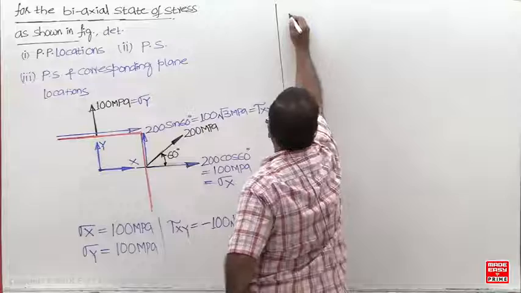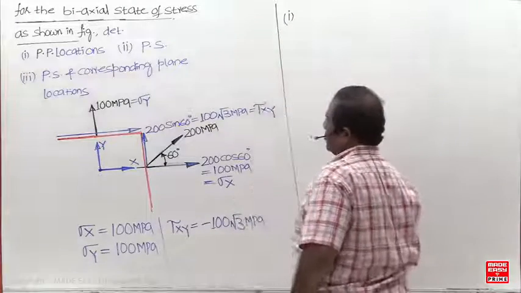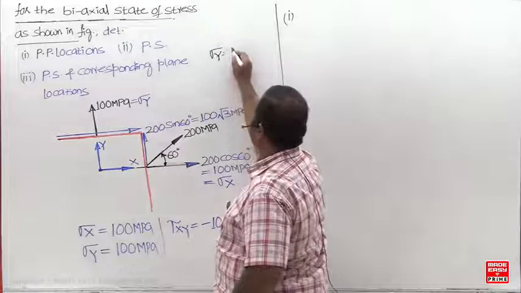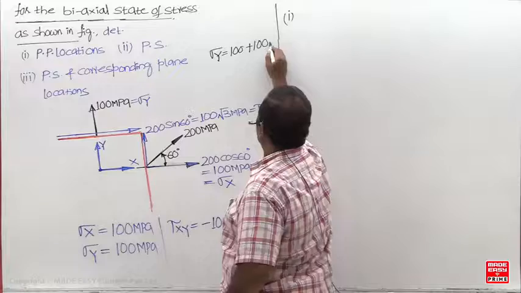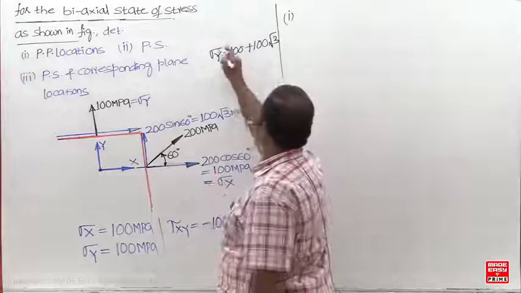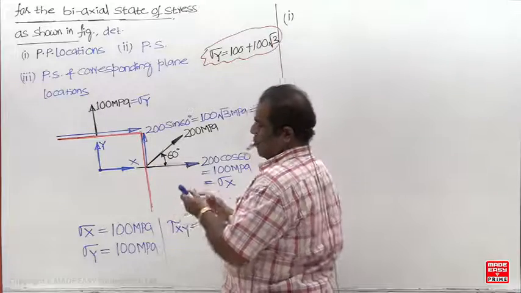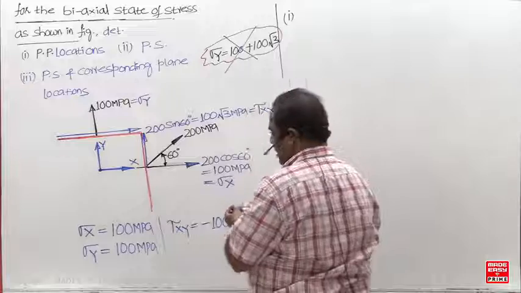But the first one is asked now. Most students will write sigma y as 100 plus 100√3. This is incorrect.